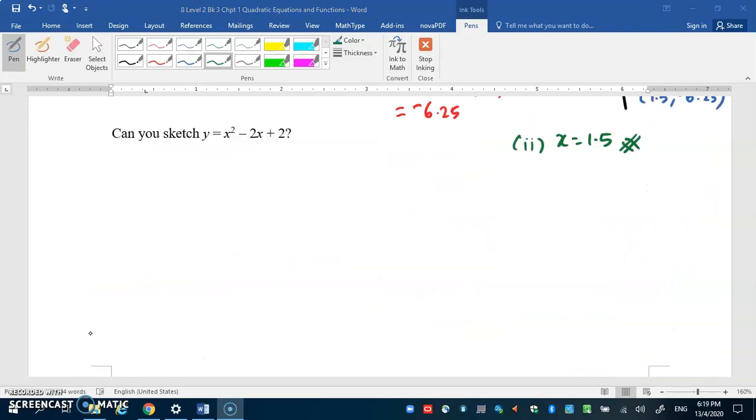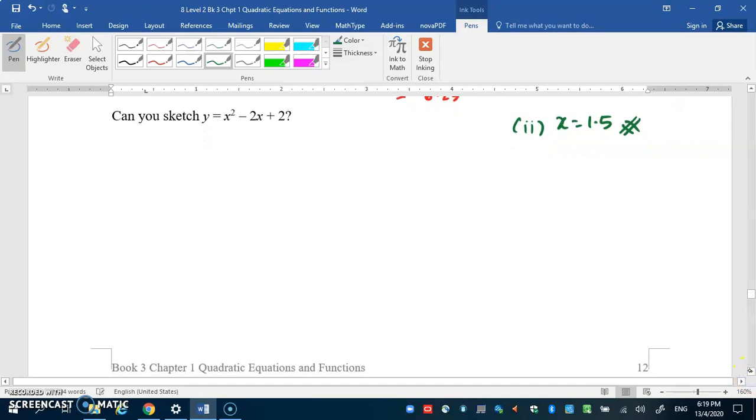Alright, let's move to this question that says, can you sketch y equals x squared minus 2x plus 2? Okay. When they say, can you sketch? I will be like, of course I can. Okay, so let me just do the necessary. Number 1, I'm going to find the shape. The shape is going to be a happy face because this is just y equals x squared, right? So the a is 1, which means my shape is upwards this way.